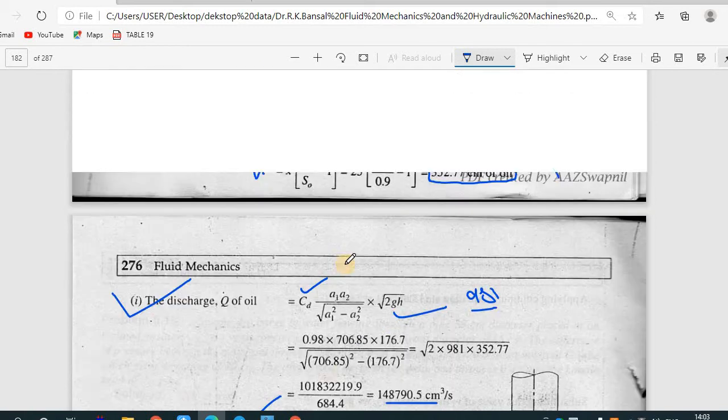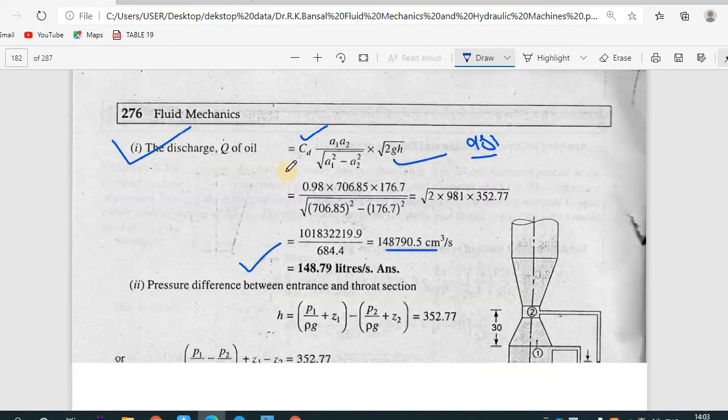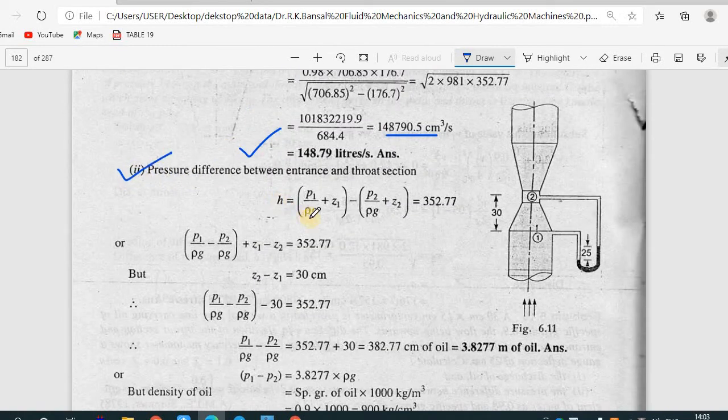Okay, now the next thing we need to calculate is the pressure difference between the entrance section and the throat section. For that we require this formula: h equals p1 by rho g plus z1 minus p2 by rho g plus z2. We have the value of h, which is 352.77. From here we can take the pressure heads of both the sections to one side. So P1 by rho g minus P2 by rho g plus Z1 minus Z2.